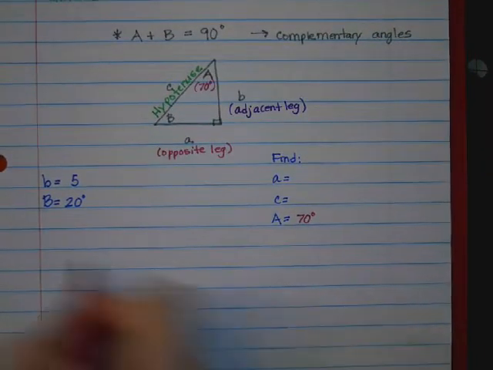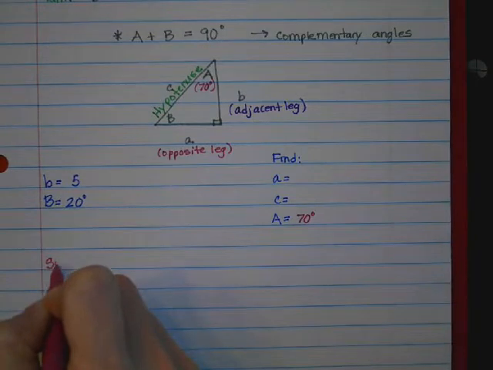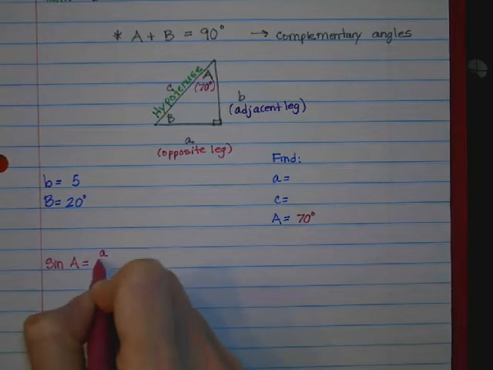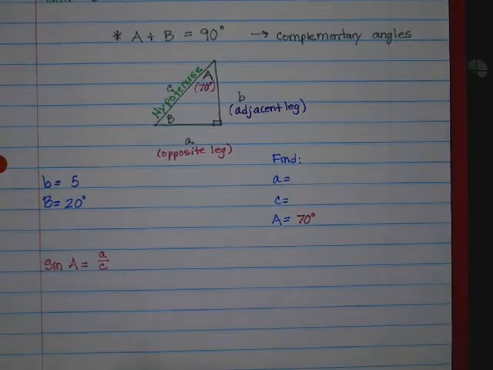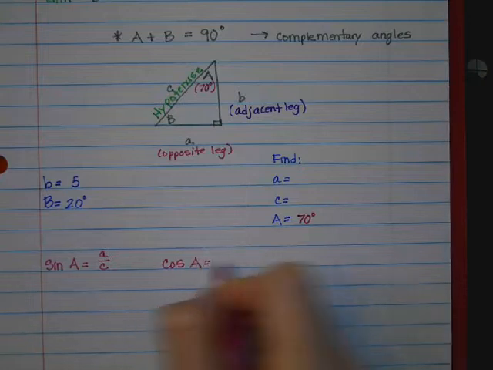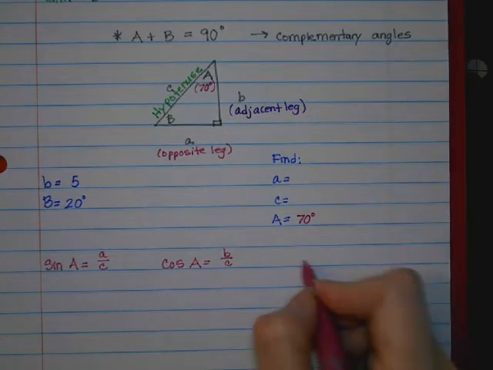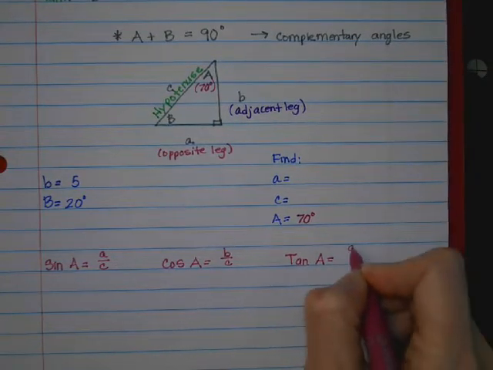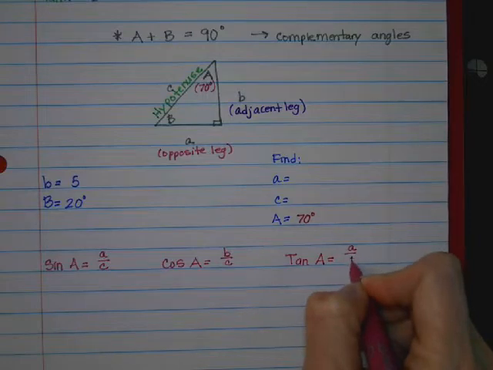So our ratio up above said that the sine of big A is equal to little a over little c. It says that the cosine of big A is equal to little b over little c. And that the tangent of big A is equal to little a over little b.